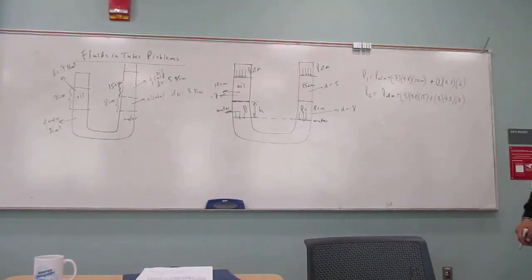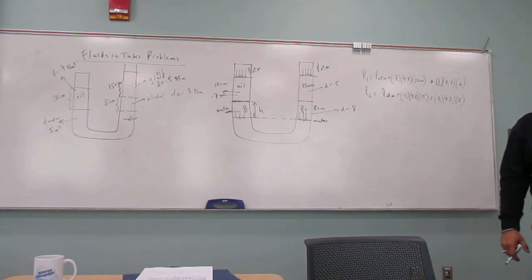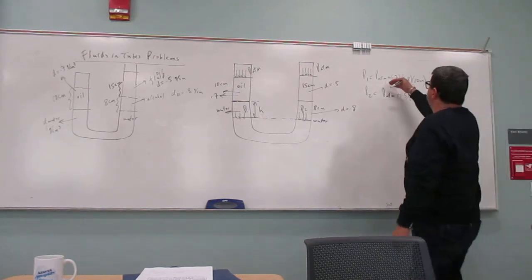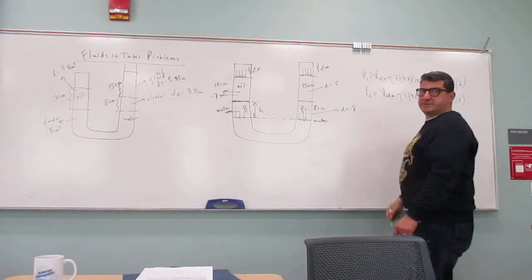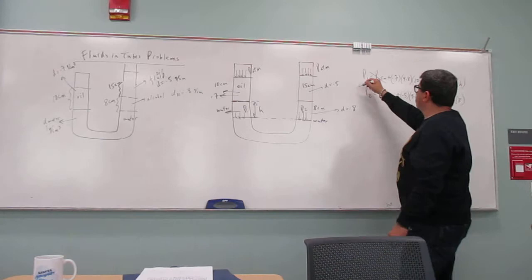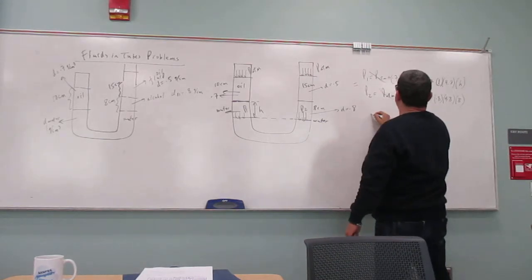And now we're going to set these two equal to each other, P1 equal to P2. When you set them equal to each other, the P atmosphere cancels. That's why it doesn't matter to convert. So set them equal, so 0.7 times 9.8.